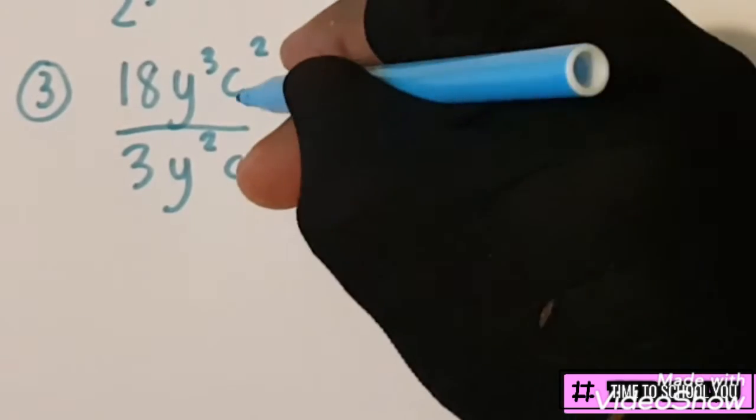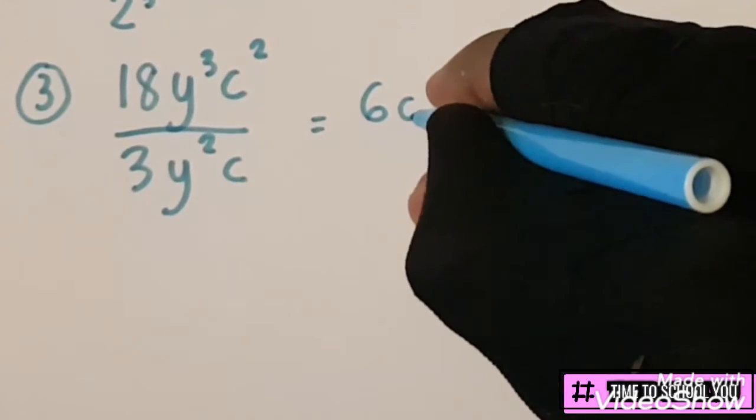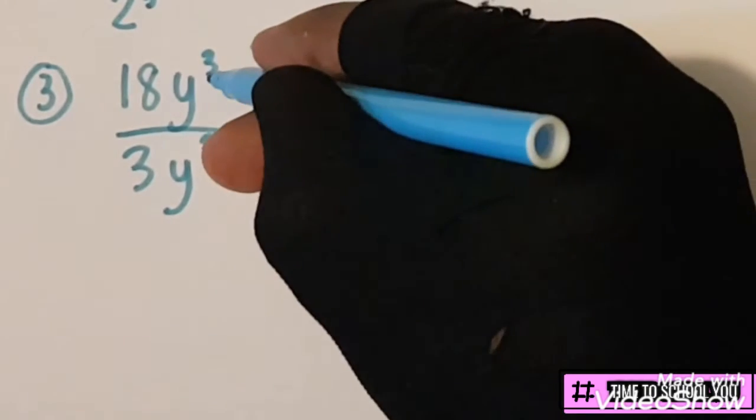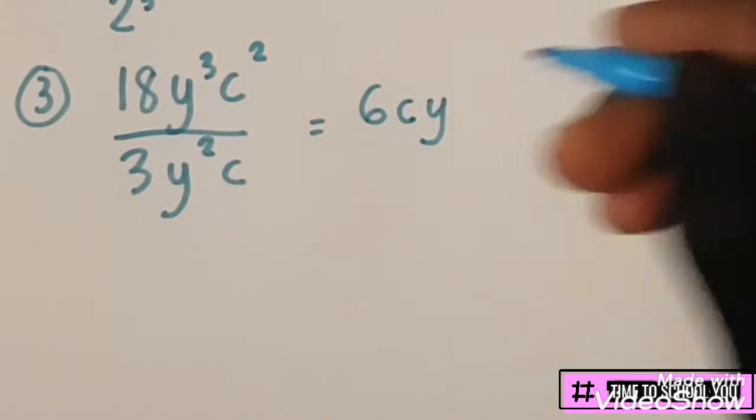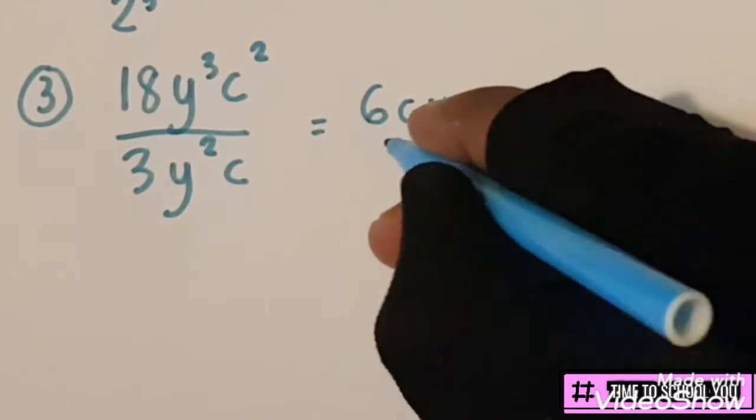So we get, especially in this form, c squared divided by c to the power 1, so c 2 minus 1, and my answer will be c to the power 1. We don't have to write the imaginary 1. And we get y 3 minus 2, we'll get y to the power 1. In both cases, we don't have to write the imaginary 1.